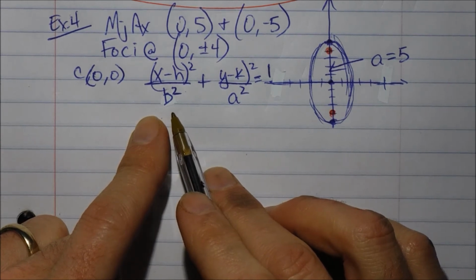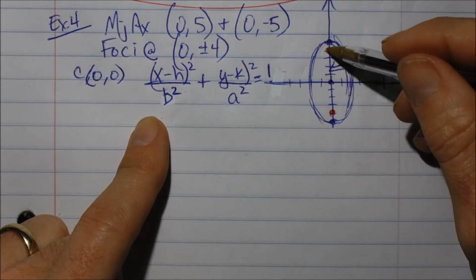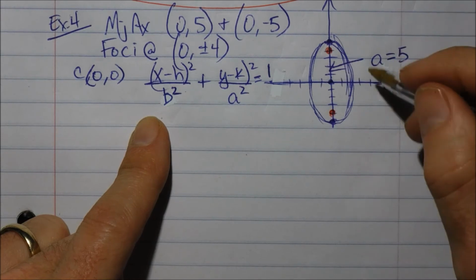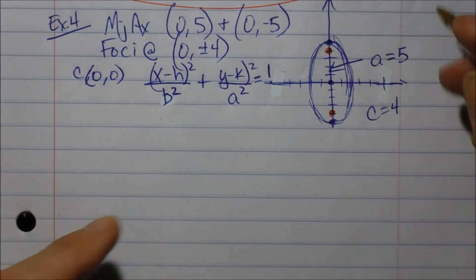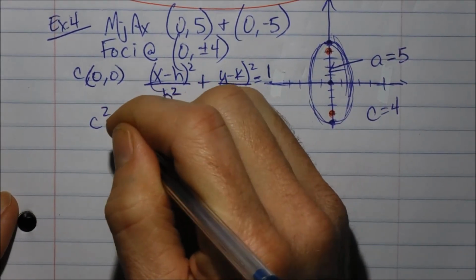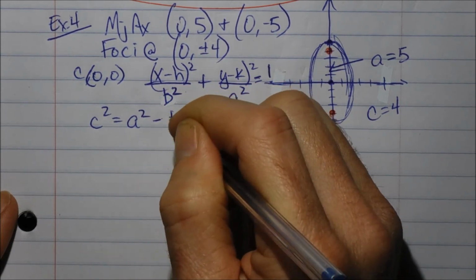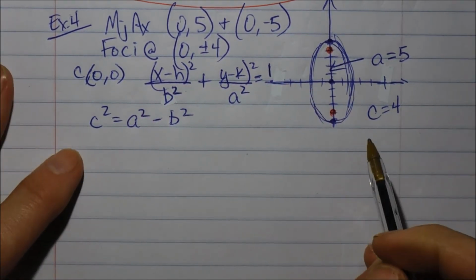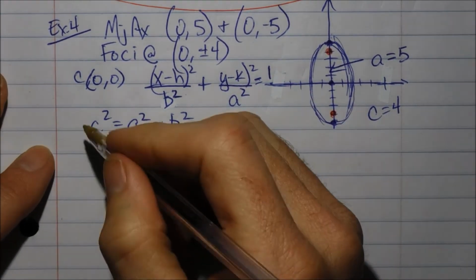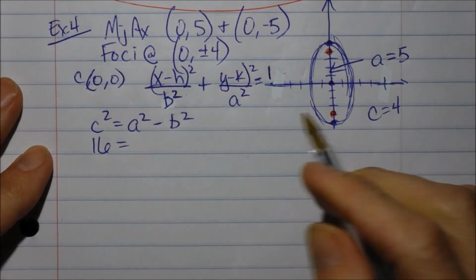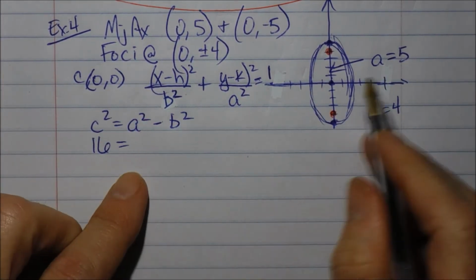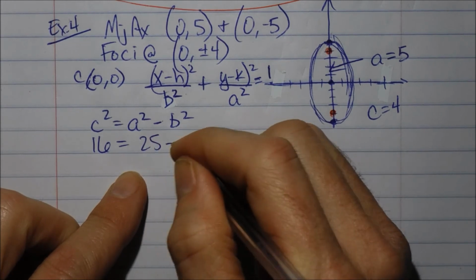But you do have c, and we know c is 4. So here we go. c squared equals a squared minus b squared. So c squared is 4 squared, that'll be 16, and a squared is 25.